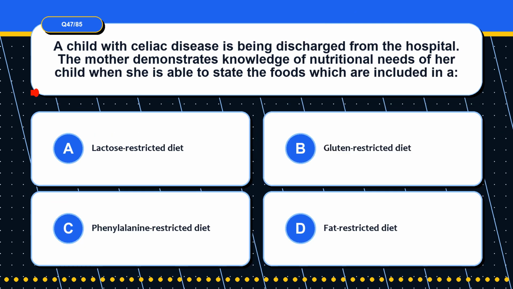Question 47. A child with celiac disease is being discharged from the hospital. The mother demonstrates knowledge of nutritional needs of her child when she is able to state the foods which are included in A. Here are the options. Option A. Lactose-restricted diet. Option B. Gluten-restricted diet. Option C. Phenylalanine-restricted diet. Option D. Fat-restricted diet.